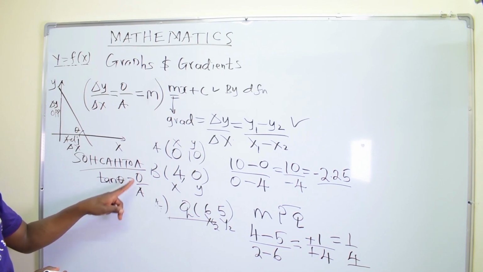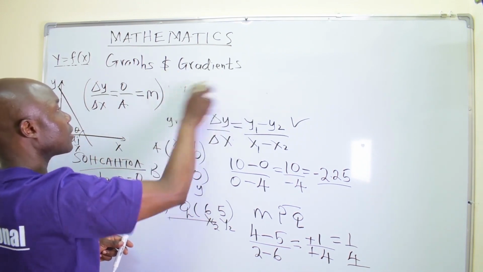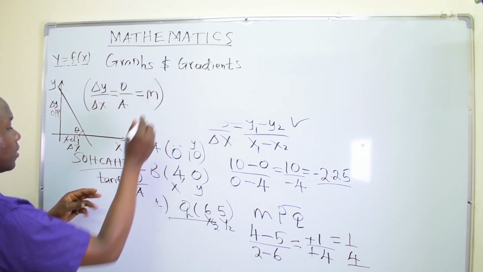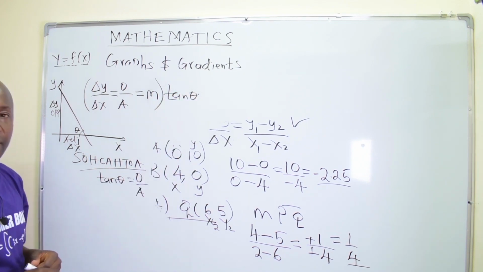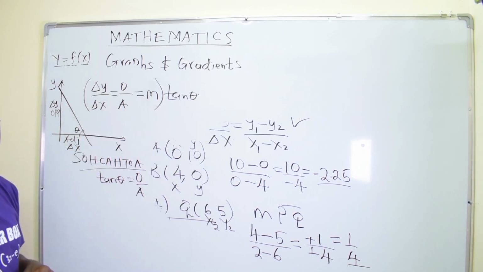But what do you see to be opposite over adjacent? If we wrap this part, the opposite over the adjacent at this point is supposed to be tan theta. So anytime you see the tan of the angle, it provides the gradient.